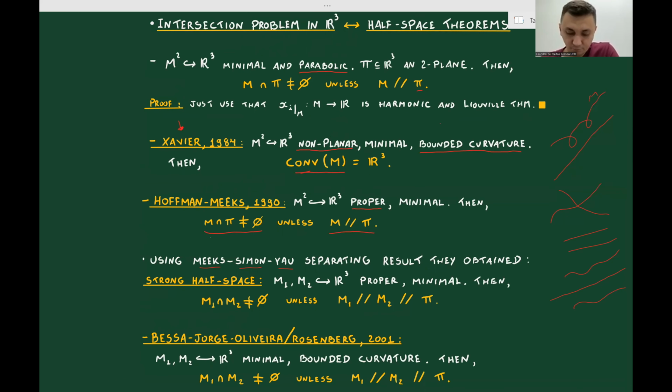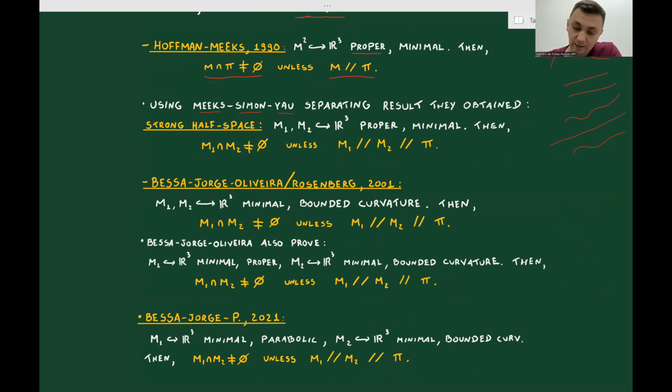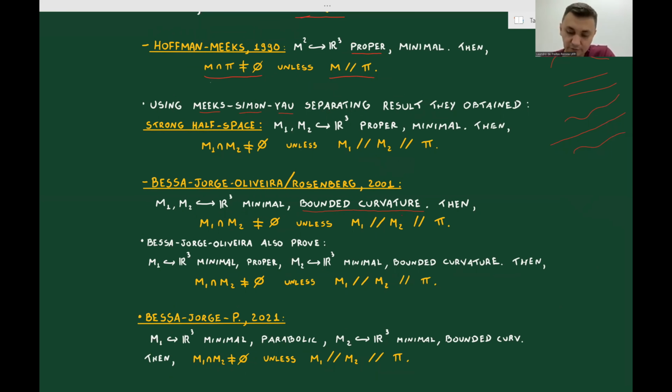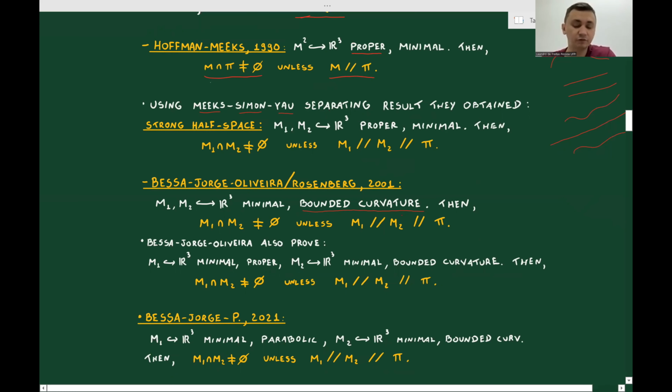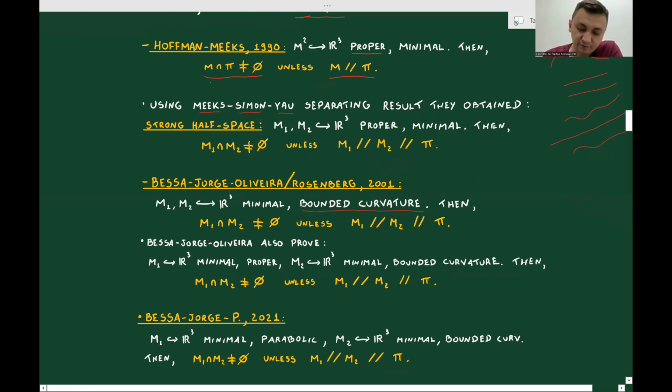And moreover, Bessa, Jorge, Oliveira, and also Rosenberg, they consider in the same paper this kind of strong version of the half space theorem. As before, they consider the strong version inside the class of minimal surfaces immersed in the Euclidean space, but with bounded curvature in this case. So they proved the same result independently, and also the proofs are different in some aspects. And they prove that the surfaces must intersect or they are parallel planes.